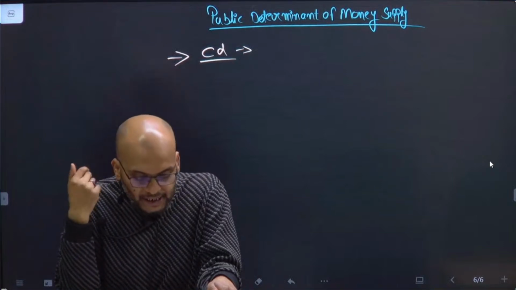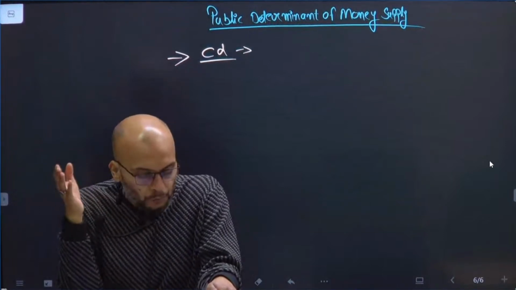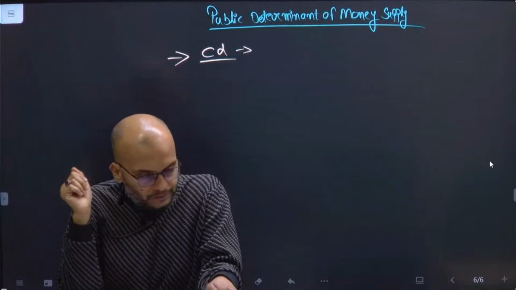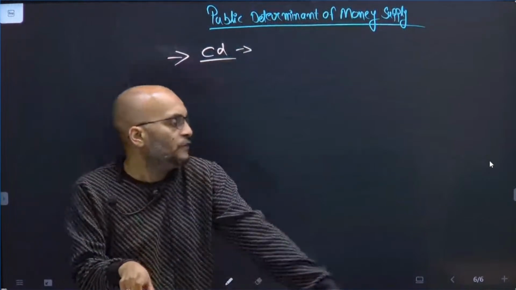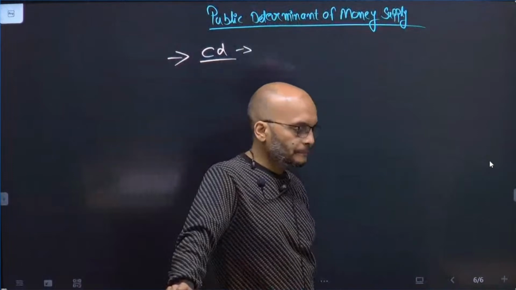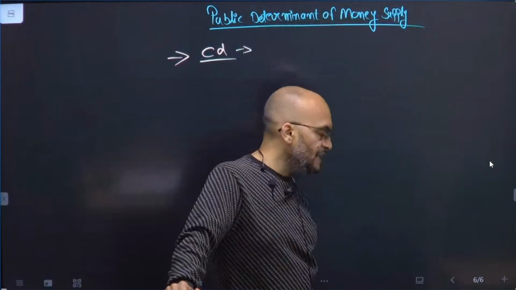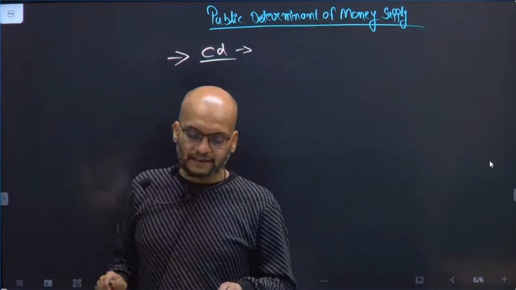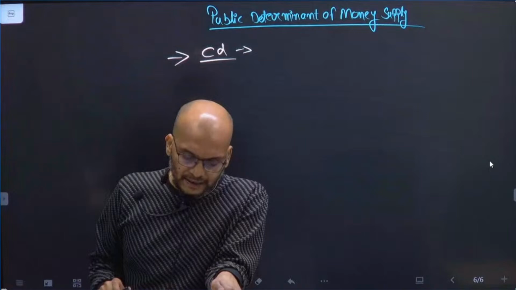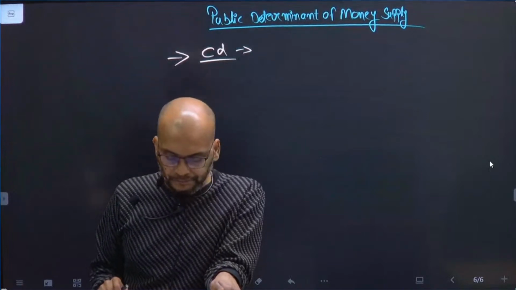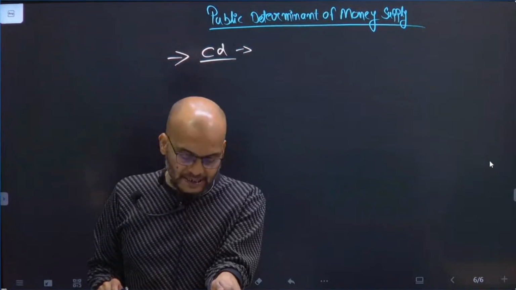Next point. If people want to hold more cash, then what will happen to cash to deposit ratio, guys? If people want to hold more cash, what will happen to cash to deposit ratio? Increase. Very good. CD will increase. So if people want to hold more cash, then desired currency ratio will increase.